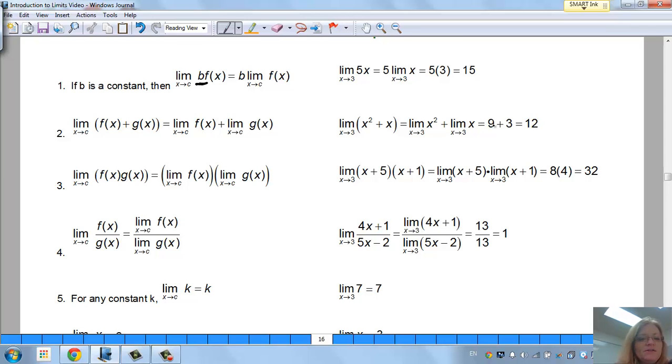This one is multiplication. If I have two functions multiplied inside, I can split the limits up and multiply them if they're going to the same constant. And here's the example for that. Division works the same way. If I'm doing the limit of two functions that are divided, you can split them up and do the limit of the top divided by the limit of the bottom. And I gave a numerical example of that.